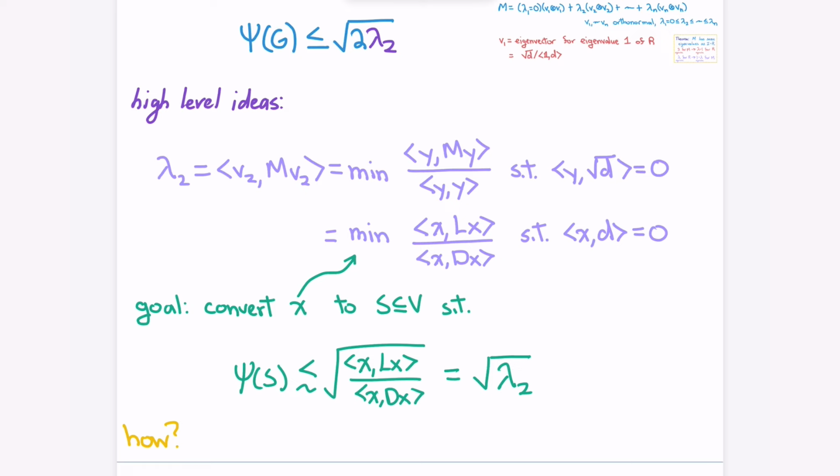What we want to do is take the vector x that solves this optimization problem. So x will be orthogonal to the degrees, and it will minimize this ratio. It corresponds to the second eigenvector of M, but it's slightly different. And I want to output some set where the conductance is good. So, any idea how? I give you this vector x, assigning values to all the vertices. I want to output a cut.